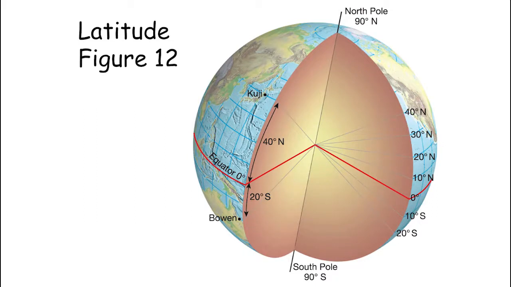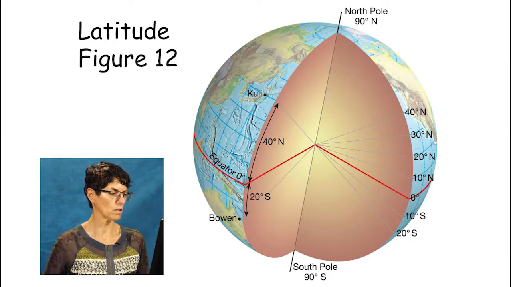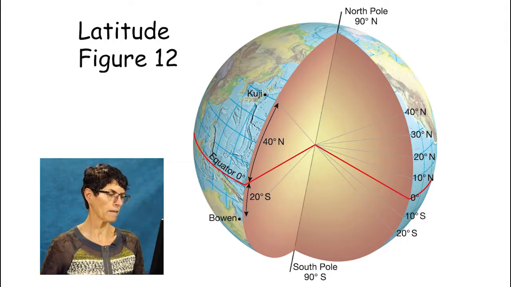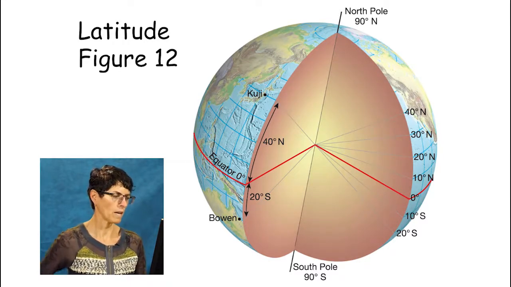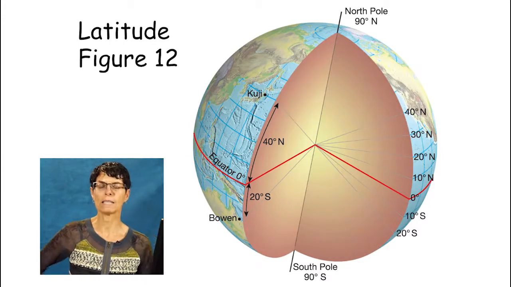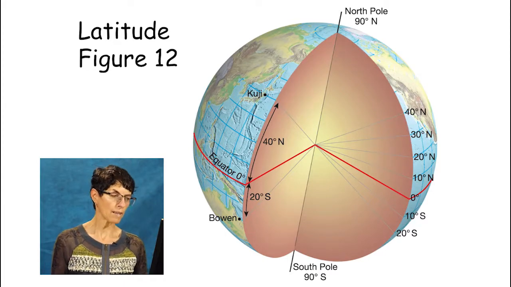On this exploded illustration, you see the red outline shows the plane of the equator. So you have to imagine a plane that cuts the Earth in half and goes through the equator. The red outline represents this plane. And then you see a location. Here they have Kuji in Japan. It's on a particular parallel, and we're trying to figure out what is the location of Kuji in terms of latitude. In other words, we're trying to figure out on what parallel Kuji is.